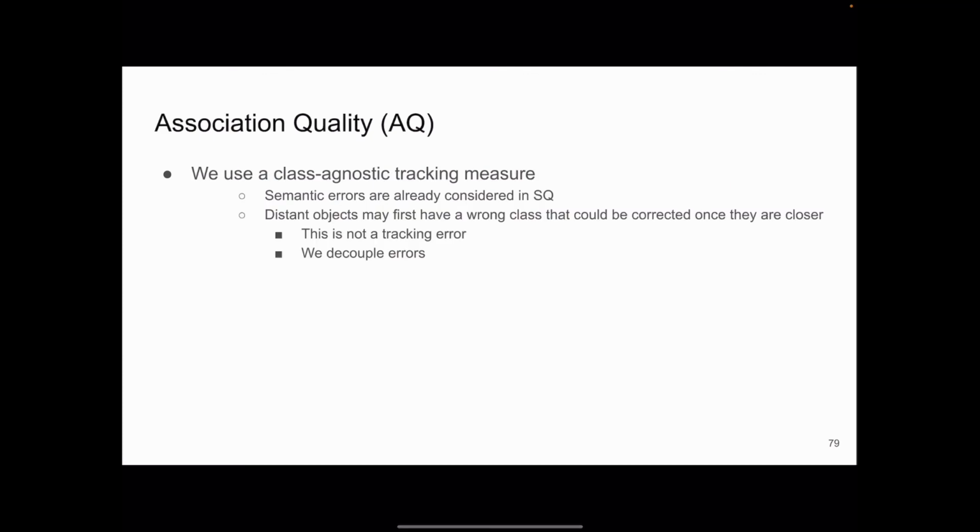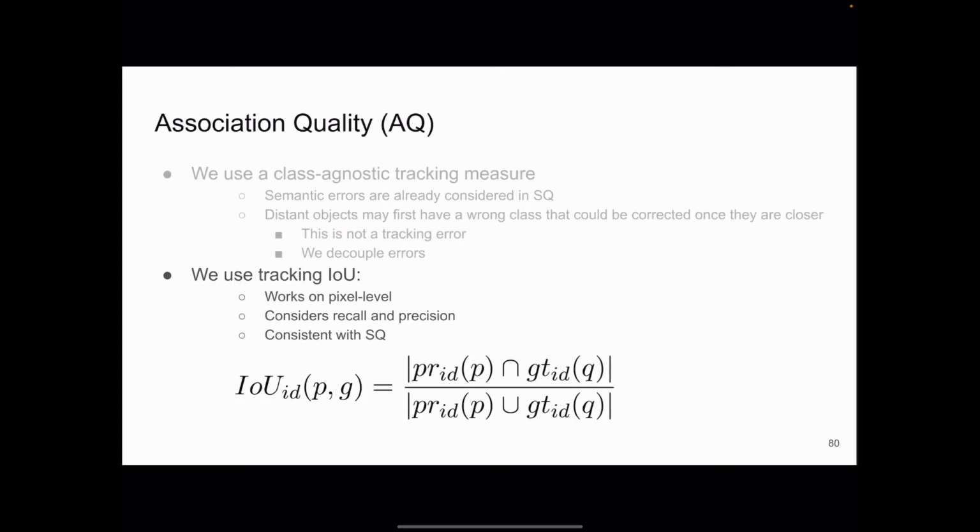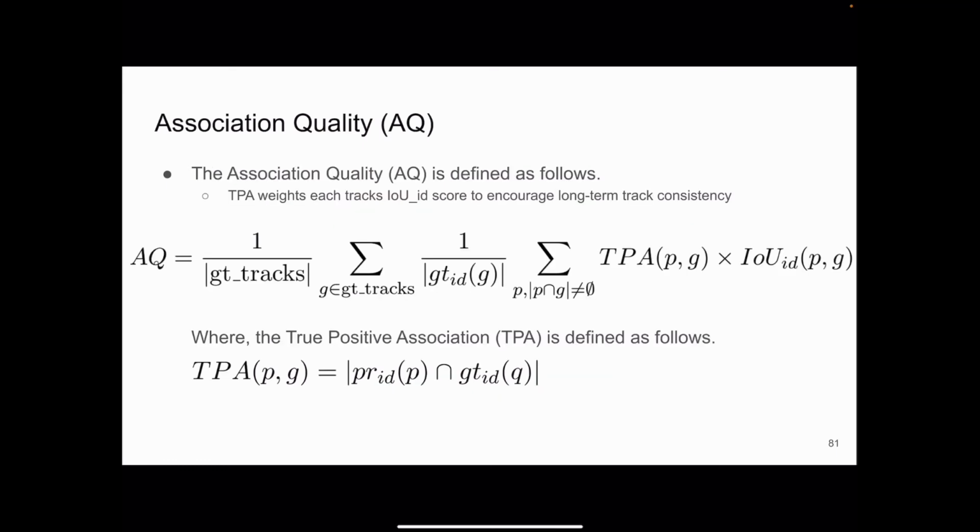For the association quality, AQ, we use a class-agnostic tracking measure, since semantic errors are already considered in SQ. We use tracking IOU. It works at the pixel level and is consistent with SQ. The association quality AQ is defined by the equation shown in the slide. One thing to note is that the true positive associations are weighted with each track's IOU ID score to encourage long-term track consistency.